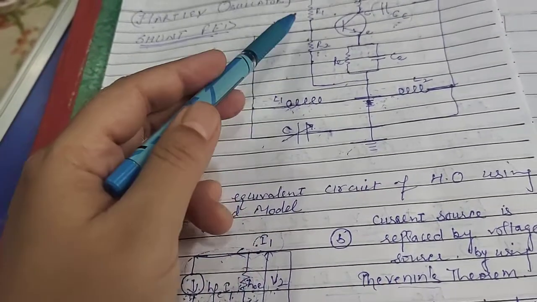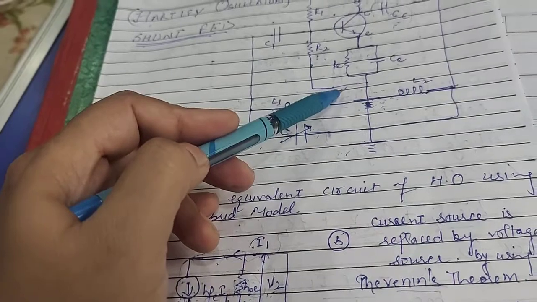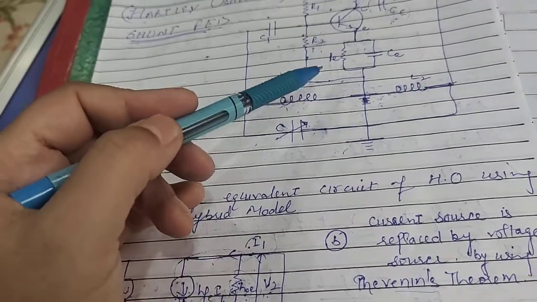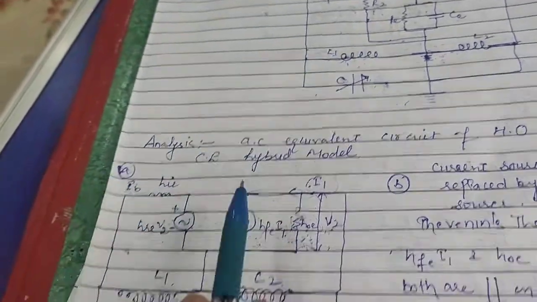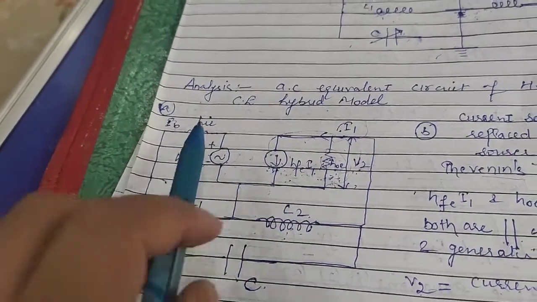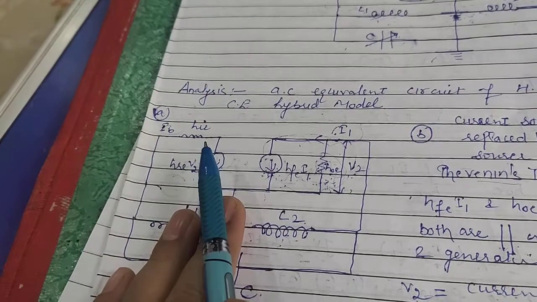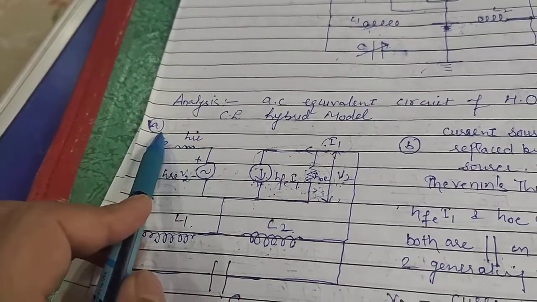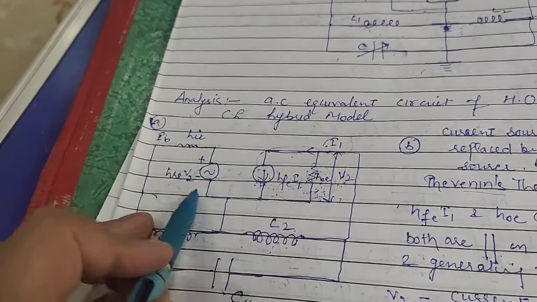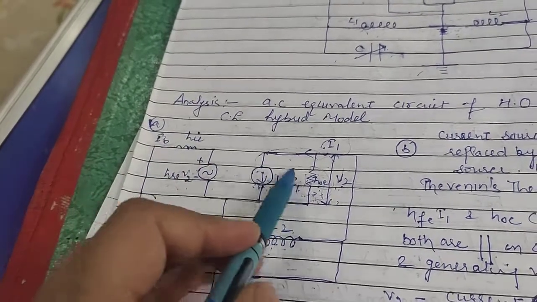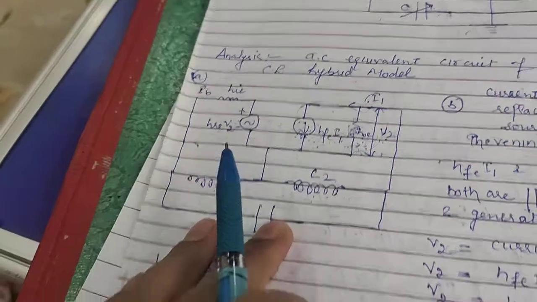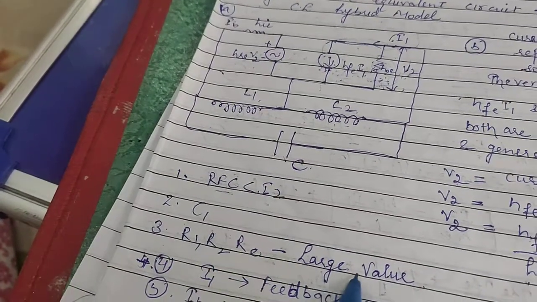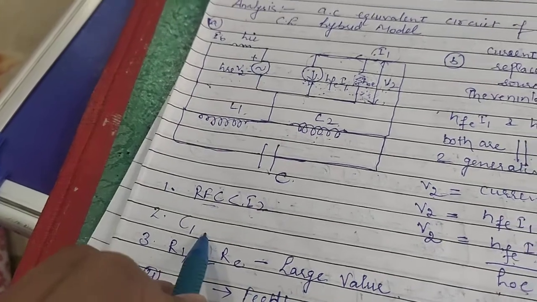And the resistances R1, R2 and RE are very large, so they will not affect the AC operation of the circuit. Now this is the equivalent circuit in the case of common emitter. Here IB is our input current, HRE V2 is our voltage source, and HFE I1 is our current source. Here we have considered RFC is less than I2, and R1, R2, RE also large.